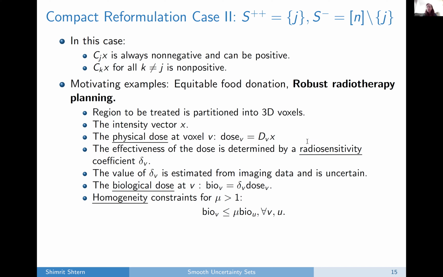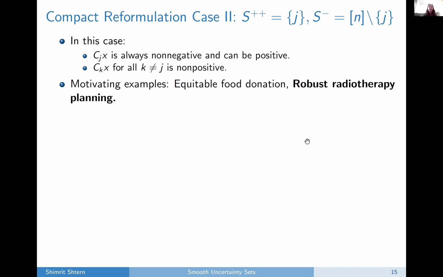And as we can see, we have two delta coefficients. One is positive and one is negative. So this fits our problem. It's actually a degenerate case of our problem because we only have 2 non-zero coefficients. So this is just to motivate this case.